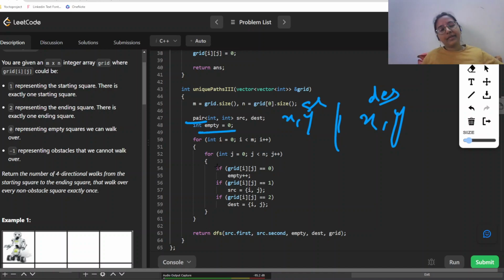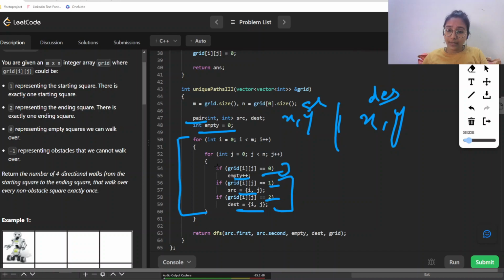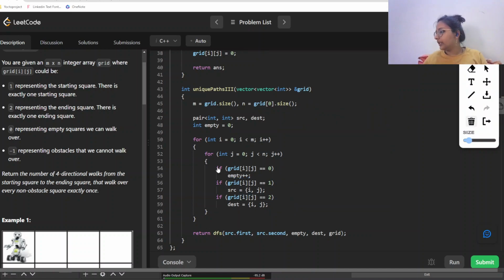And then int empty. Basically, empty will be representing all the non-obstacle paths which are still left for traversing. So that's the thing. And then comes the part where we are traversing the grid. If it is 0, then we will be incrementing empty. If it is 1, then it is our source. If it is 2, then that is our destination. So basically, we just require the coordinates and we are getting them here. And we require the total number of empty blocks that we are storing in this empty. So that's what we are doing here.